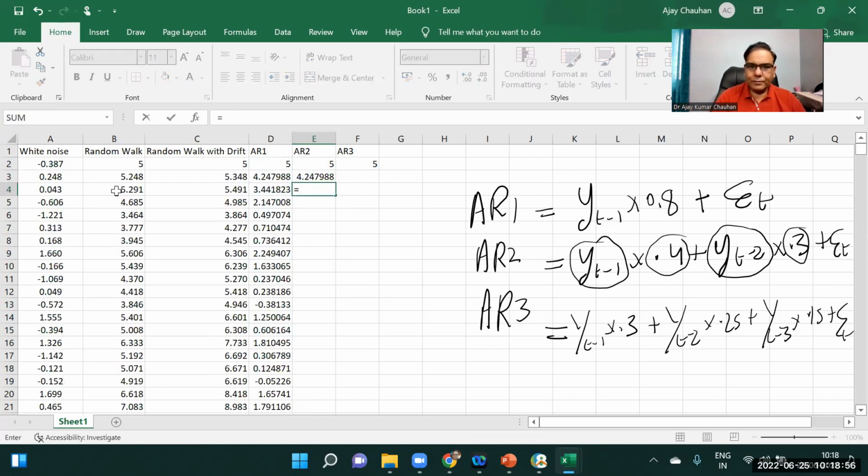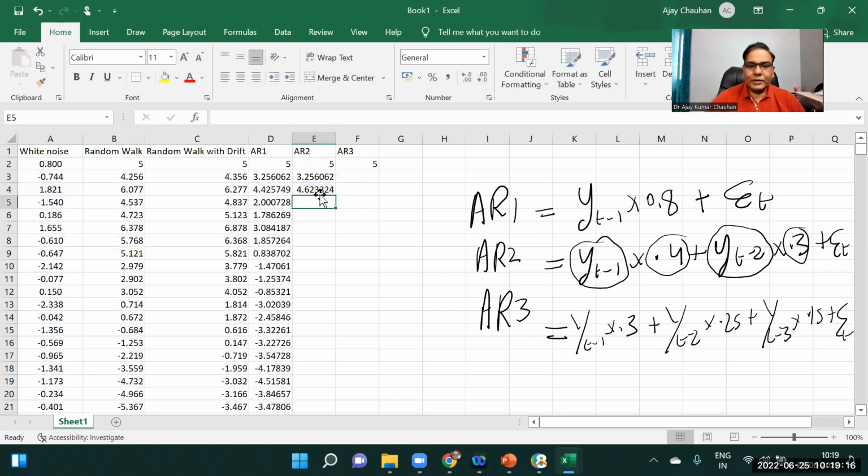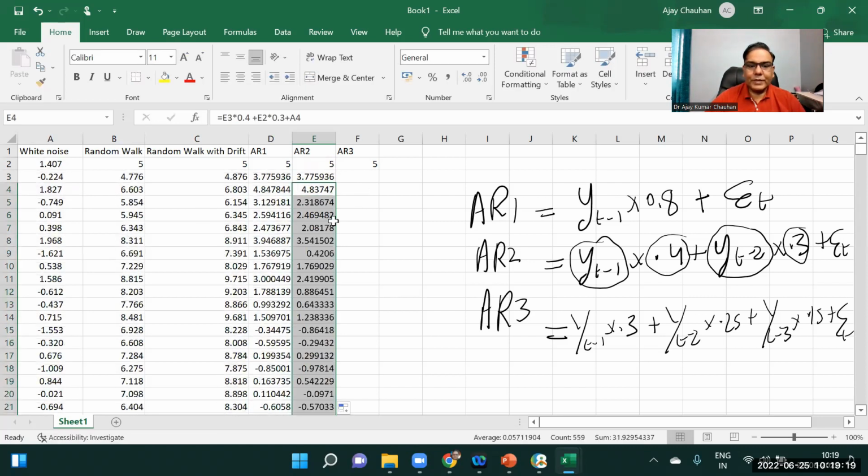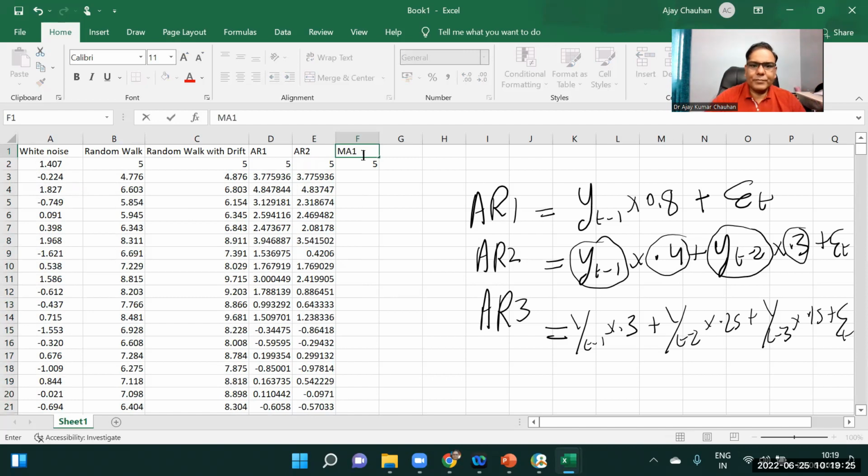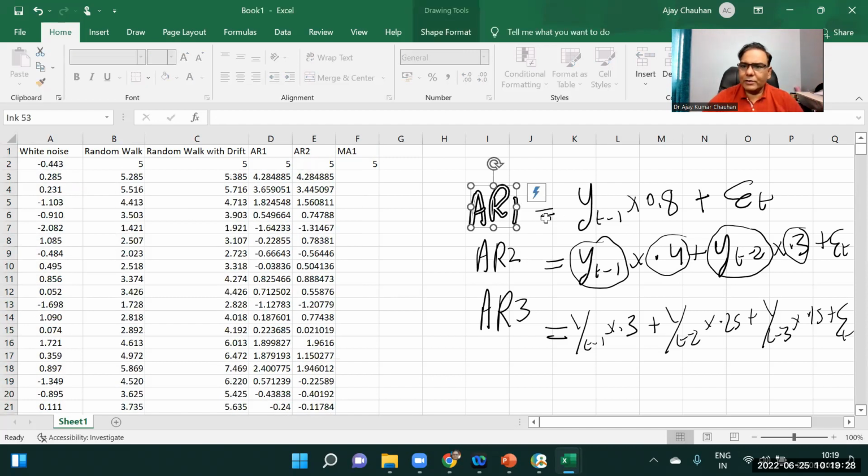This is yt minus 1 multiplied by 0.4, plus, because it is AR2, we are taking two lags, the second lag multiplied by 0.3, plus et. This is the AR2 series. Similarly, we can go for AR3. Now here I'm not going to AR3, I'm going to MA1, because I expect that you understand this concept.